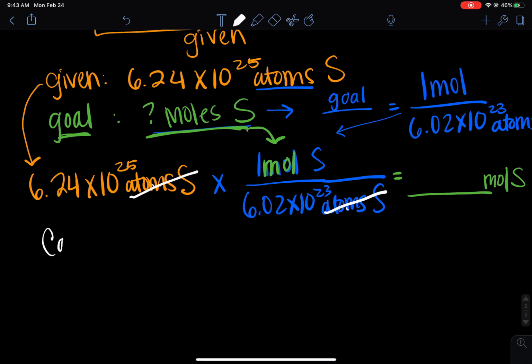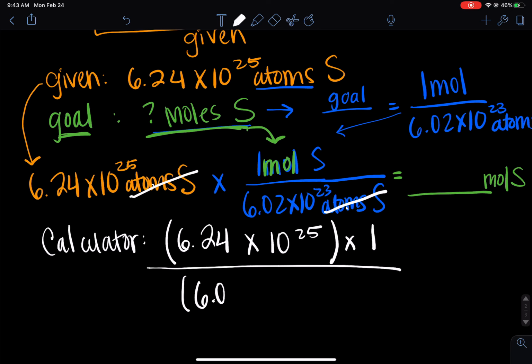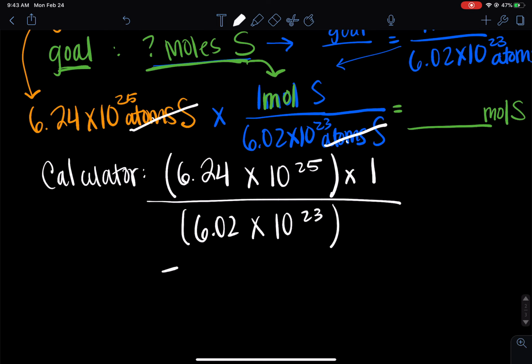So then in our calculator, we are going to open parentheses and put 6.24 times 10 to the 25th, close parentheses. This is technically times 1. You can choose to do that if you want. You don't have to. You will divide this entire thing by open parentheses 6.02 times 10 to the 23rd, and then we will solve. So let me put it in my calculator to see exactly what it gives you.